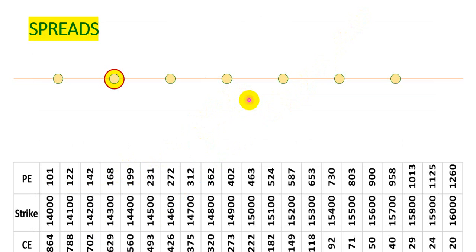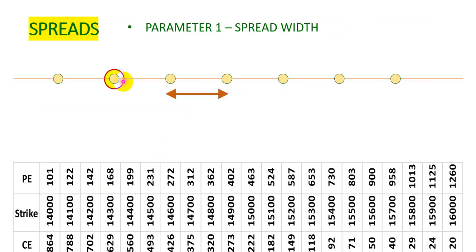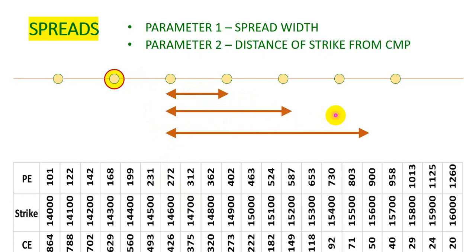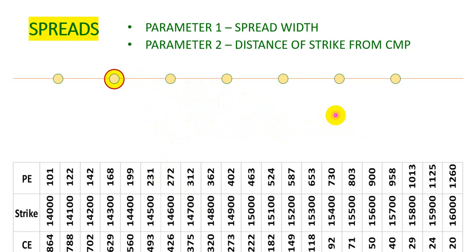Now how we can play with this? Parameter 1, the strike which you select and the spread width. Always you choose 14,700 or 14,600. You can choose 100 points, you can choose 200 points, you can choose 300 points. Okay, no matter. Similarly, you can deploy the strike at various points. You can deploy 14,600, 800. You can deploy 14,900, 1,500. You can deploy 15,200 and 15,400. You can choose any spread you want.